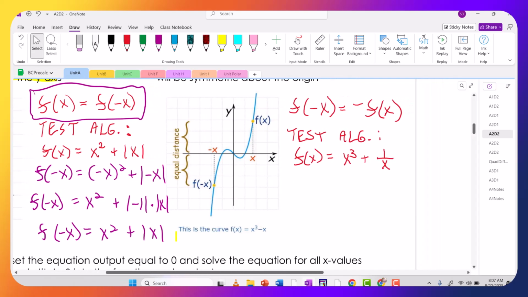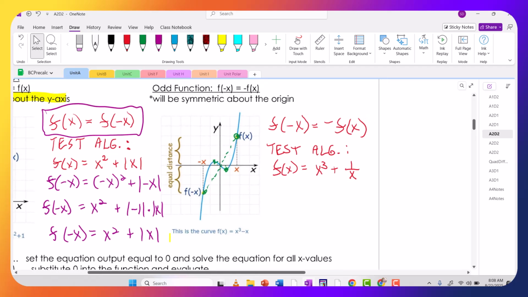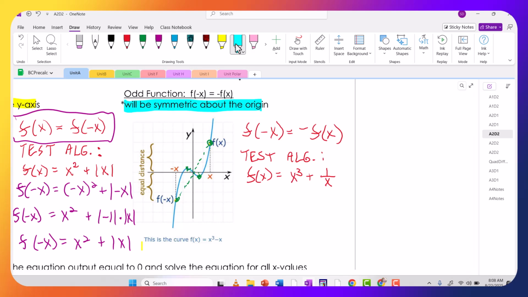Okay, and then now we got this one. You ready? Here's the symmetry for this. Oh, I went a little crazy there. There we go. So what kind of symmetry is that? Origin. That's the origin. That's the XY intersection axis. So you will have symmetry about the origin if you have an odd function.